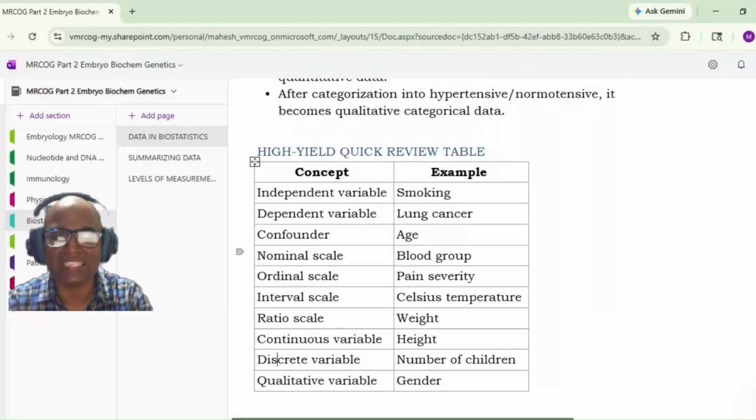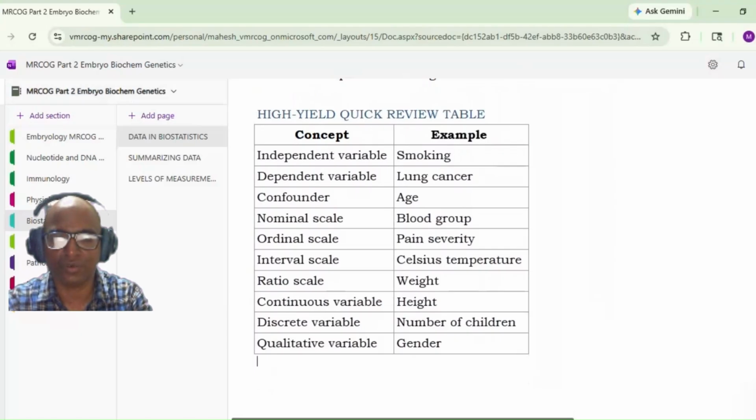Nominal scale, blood group is the example. Ordinal scale, pain severity. Interval scale, Celsius temperature. Ratio scale, weight is the example. Continuous variable is height. Discrete variable is the number of children, and qualitative variable is gender. Okay, so that finishes the topic of data in biostatistics. Thank you.